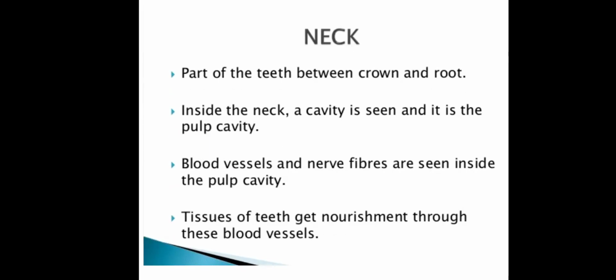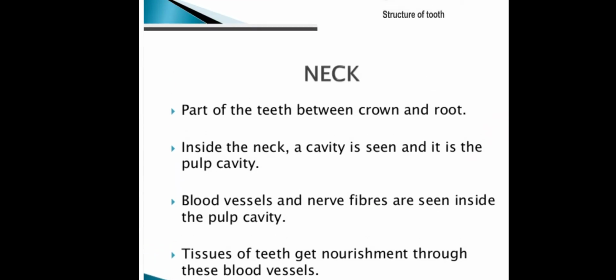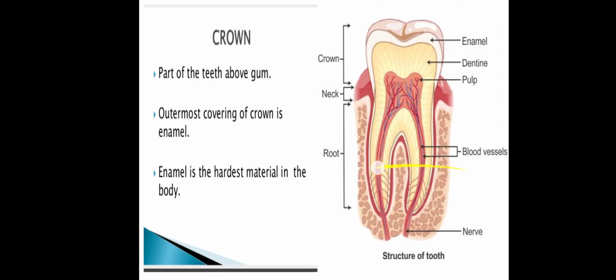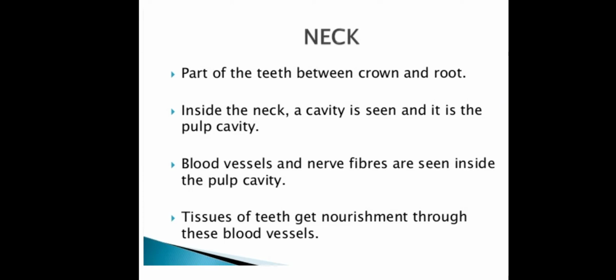The part of a tooth between the crown and the root is the neck region. Inside the neck, a cavity is seen, and it is the pulp cavity. Blood vessels and nerve fibers are seen inside the pulp cavity, and the tissue of the tooth gets nourishment through these blood vessels. Let me show you that.